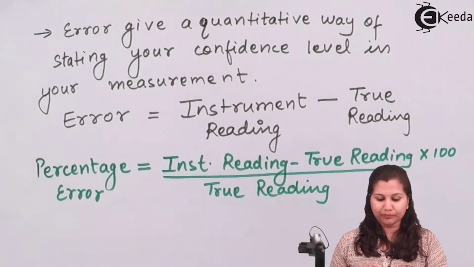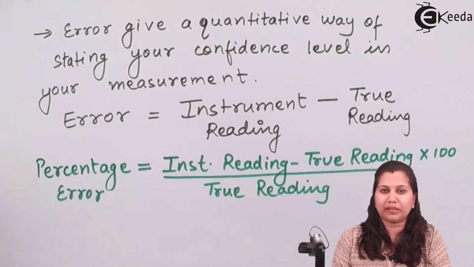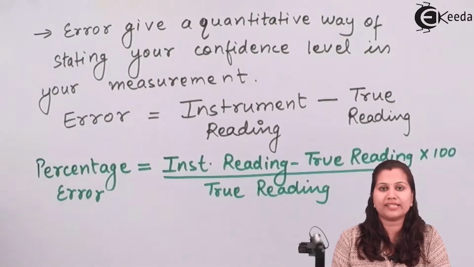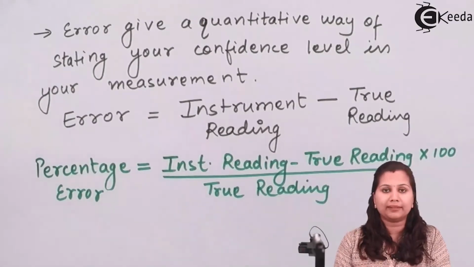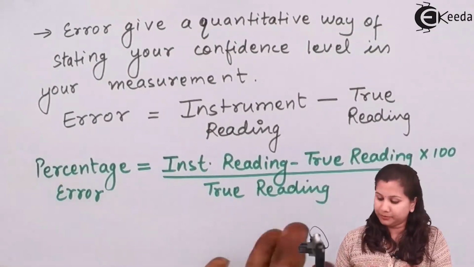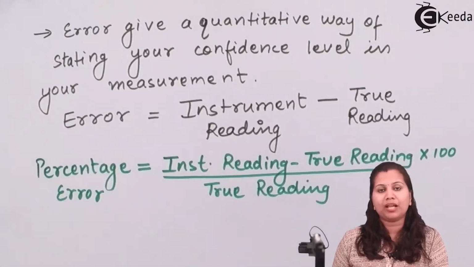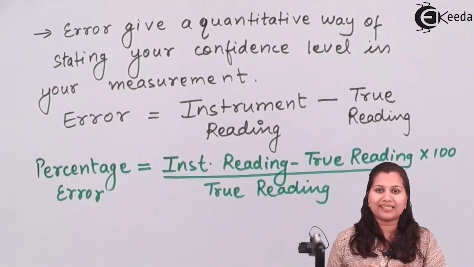Okay. So in this video, we studied what an error in a measurement is. We saw that the error is defined as the difference between the measured value, that is the value measured by the instrument, minus the true value of the unknown quantity. Okay. So I hope that this topic is clear to you.